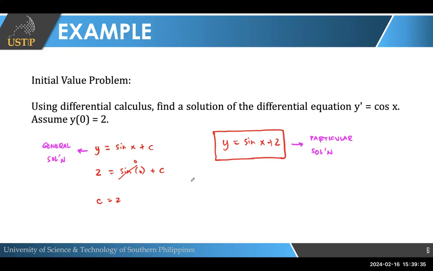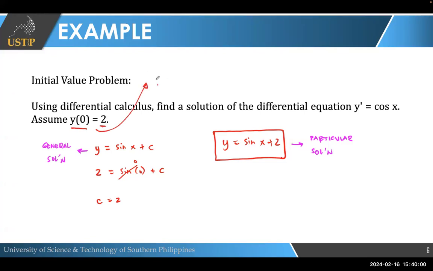Okay. So, initial value problem. Like I said earlier, it is not necessarily a real life problem. Using differential calculus, find a solution of the differential equation y prime is equal to cosine x, which you already solved last meeting. But now we are given an initial value, so when y of 0 is equal to 2. You should know how to read this: y of 0 is equal to 2.